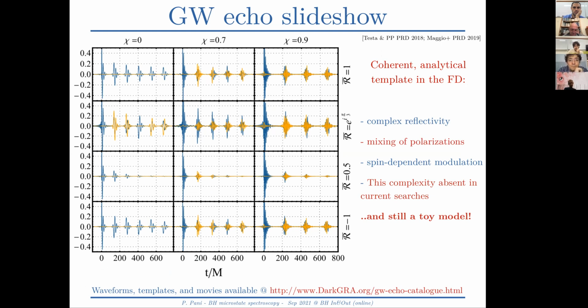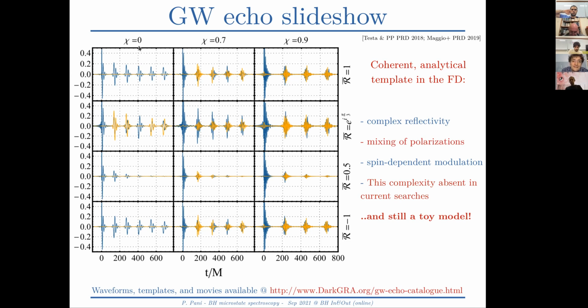The reason is, even within a toy model, a very simplified one in perturbation theory, the echo morphology can be very complicated. What I'm showing here are two polarizations of the gravitational waves for a system which is linearly polarized in the black hole case. So in the black hole case, you just have one polarization.